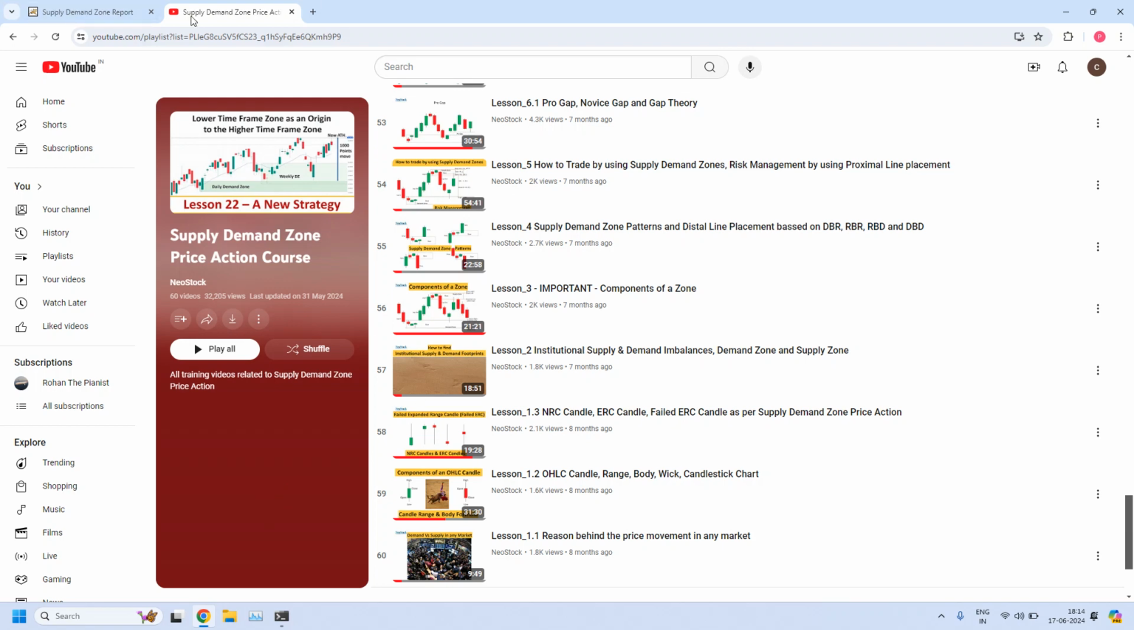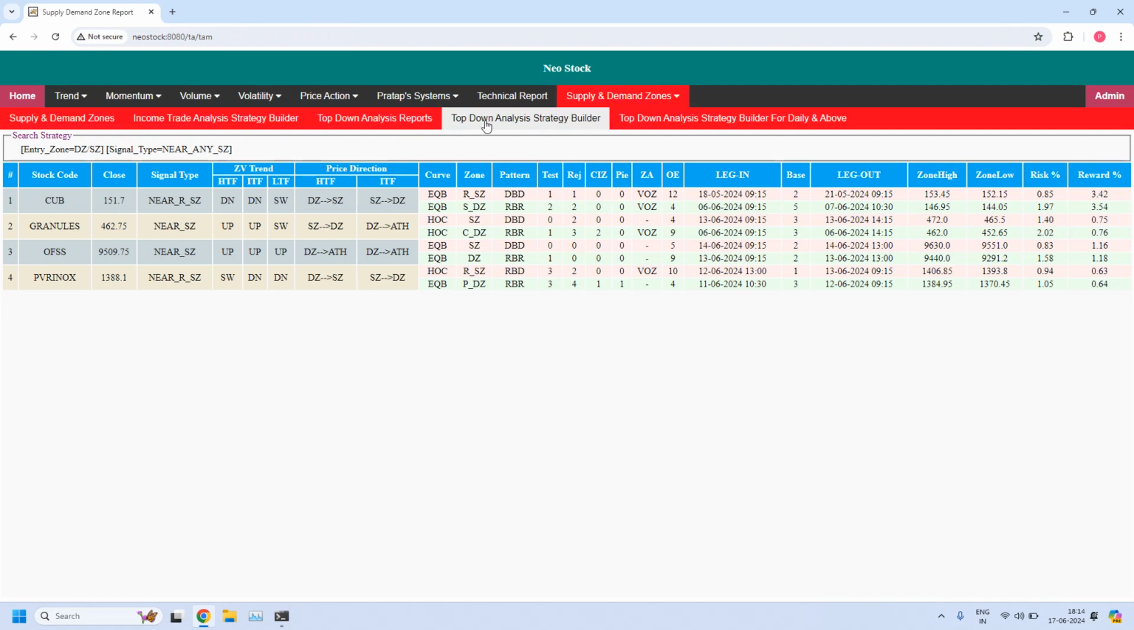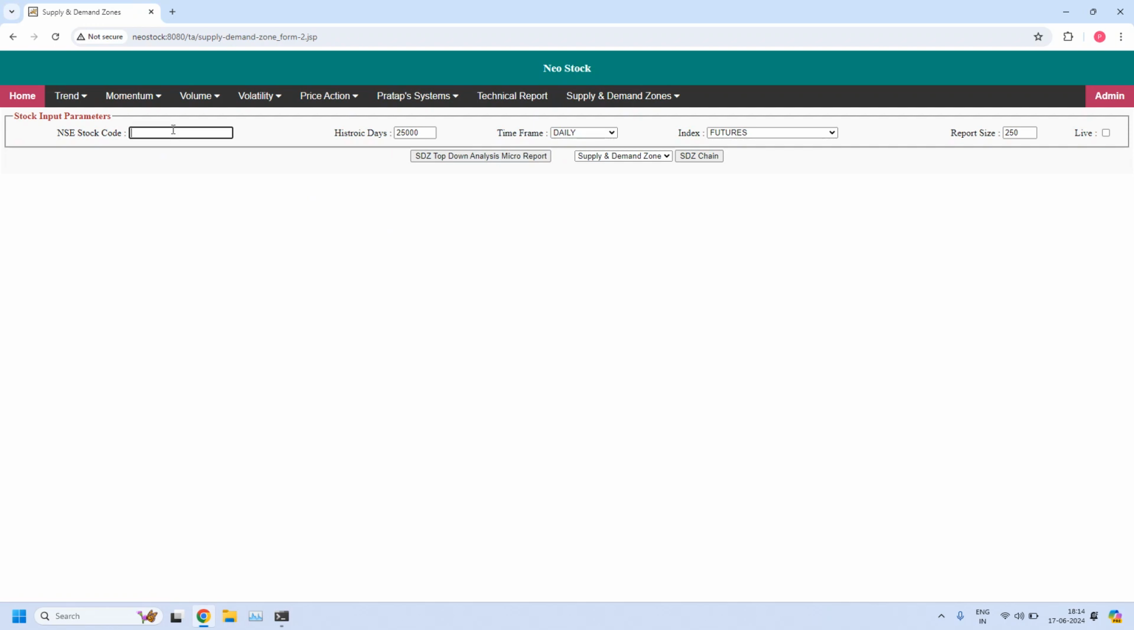Now let's continue with our report generation. The next report I am going to generate is the Nifty and Bank Nifty supply demand zone chain. First let me generate the chain for Nifty for different time frames. So let me start with weekly time frame. Let me generate the supply demand zone chain.